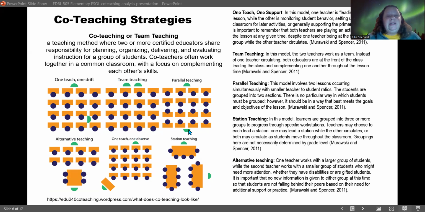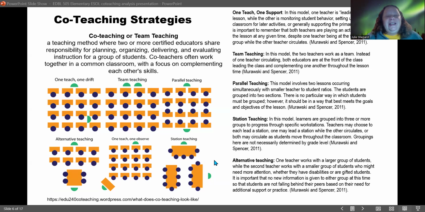We have parallel teaching where you have the students split, and some are over here with this teacher during the time, and some are over here. And then a lot of times they switch with parallel. We have alternative teaching, where there's a main class session going on and then a group session going on here. And then we have just the one teaching and one just observing during the teaching time. This would be more like what you see going on during student teaching.